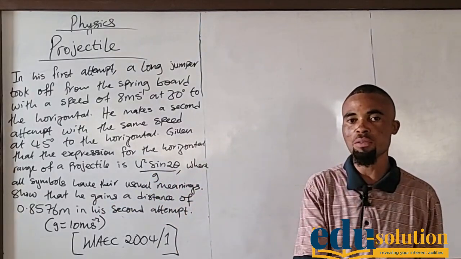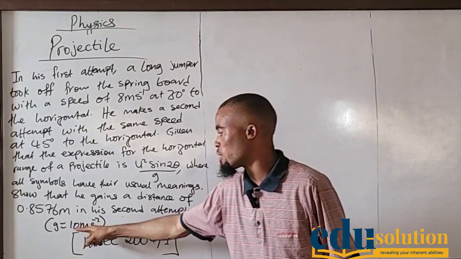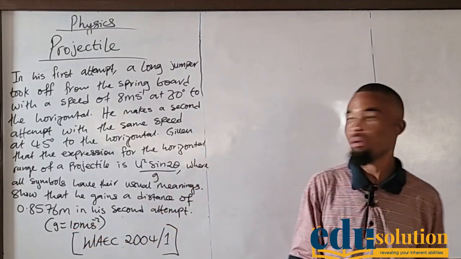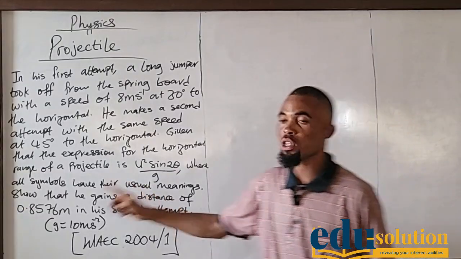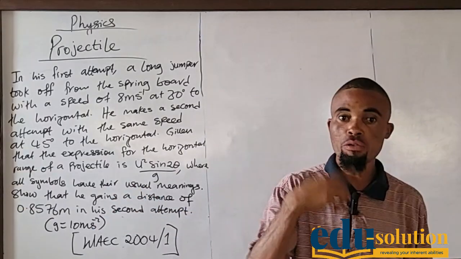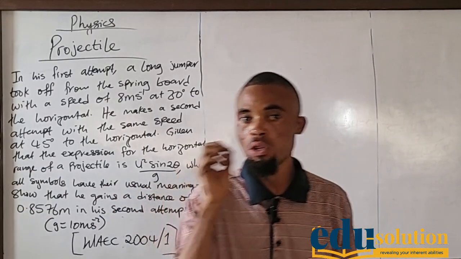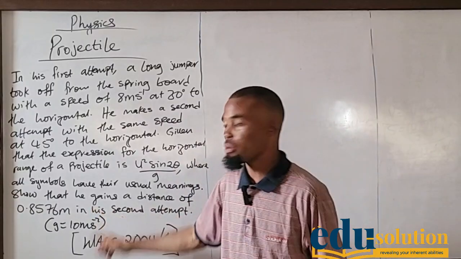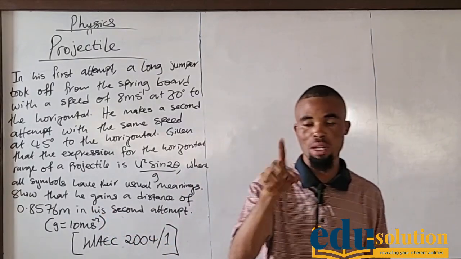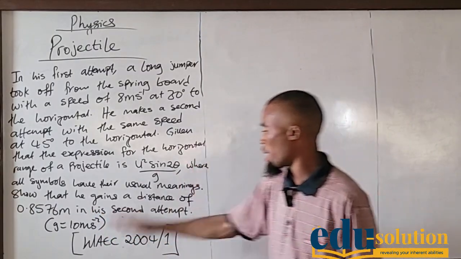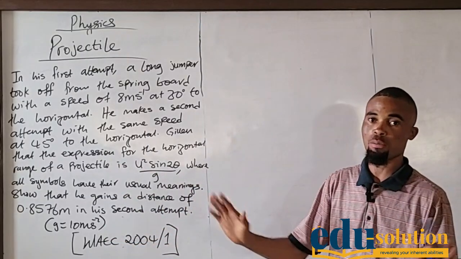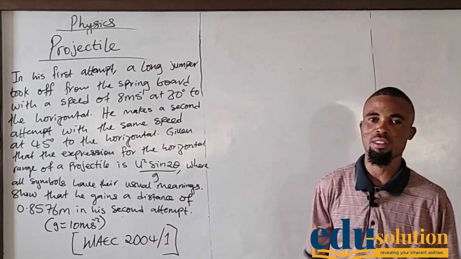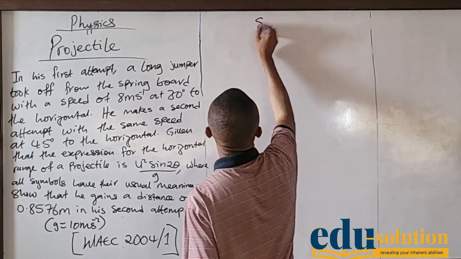They have given us g, that's acceleration due to gravity, as 10 meters per second squared. Please take note, the real value for g is not 10. But oftentimes, questions will only tell you to use 10, so they will put it there. But the real value is 9.8. You already know that before now. So, okay, that's WAEC 2004 question number 1. Let's put an answer to this. It appears so tough, but let's see. So we have the solution.